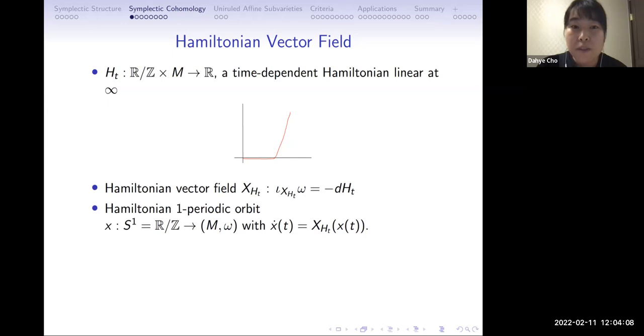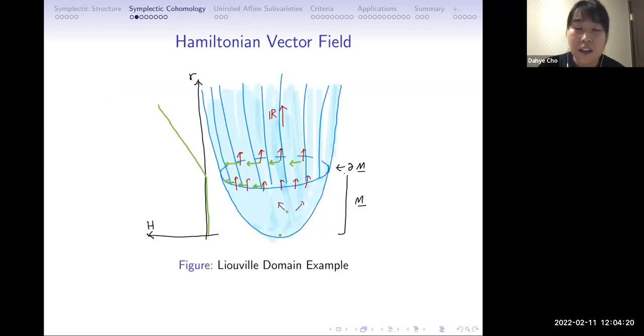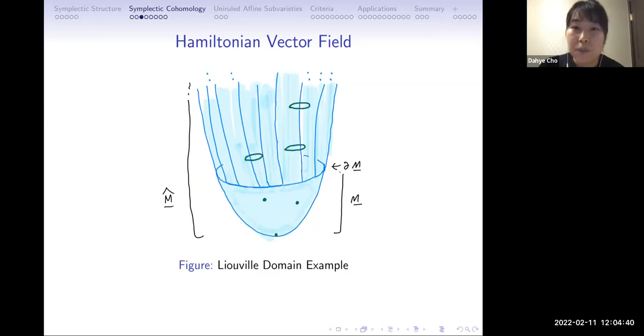And the Hamiltonian vector field is the omega dual of the one-form minus dH, and consider Hamiltonian periodic orbits. For example, given a Hamiltonian with slope lambda, then we see lambda times d theta is the Hamiltonian vector field, like this picture, and we see the Hamiltonian periodic orbit like this picture.